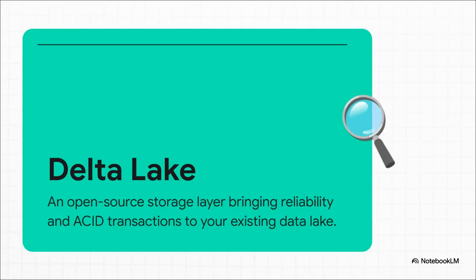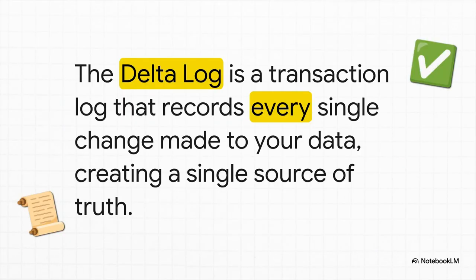It gives your data lake the kind of reliability you'd normally only find in a traditional database, mostly through something called ACID transactions. All that means is that a data job either finishes 100% successfully or it's like it never happened at all. No more half-finished, corrupted data. And honestly, if you're interviewing for a data engineering job today, you absolutely have to know this stuff. So how does it pull this off? Well, the secret sauce, the absolute core of Delta Lake, is something called the Delta Log.